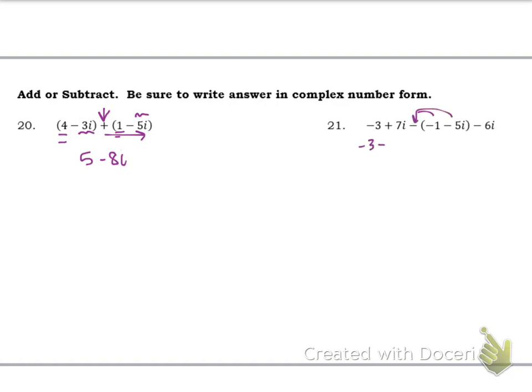Okay, this negative is going to have to distribute. So I got negative 3 plus 7i. Negative times a negative is a positive. Negative times a negative is a positive. And now we're going to combine our like terms. So negative 3 plus 1 is negative 2. 7 minus 6 plus 5 is 6i.